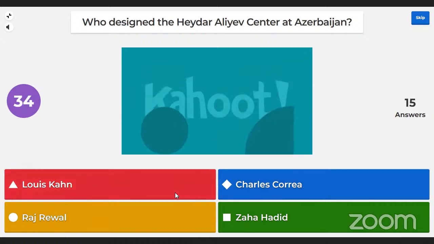You can see that different color codes are available, so you have to click on the corresponding color code. For example, if the answer is Louis Kahn, in your mobile device or browser, you have to click on the red option. Like that only you have to play this game. One more thing to notice: there'll be some slight delay because we are using Zoom and a YouTube integration, so there'll be some slight delay in displaying the questions on your YouTube screen.